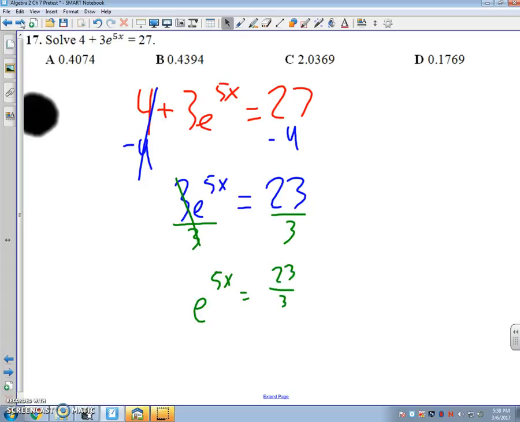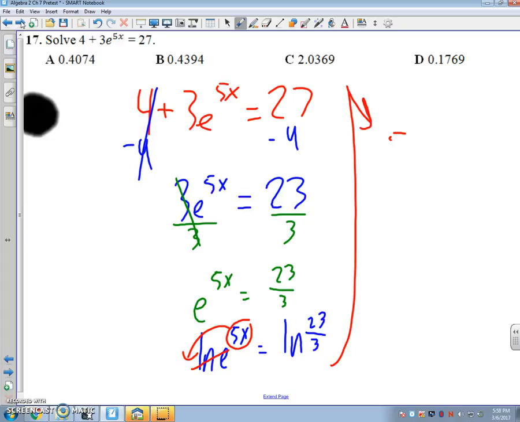Alright, if I have e, that means I want to ln both sides. So I ln both sides. Remember, ln of e cancels to 1, which leaves 5x in front. So let's go over here. I have 5x on the left side equals ln of 23 over 3 on the right side. I want to solve for x, so I'm going to divide both sides by 5, and I'm done. Now 5 is not inside the ln.